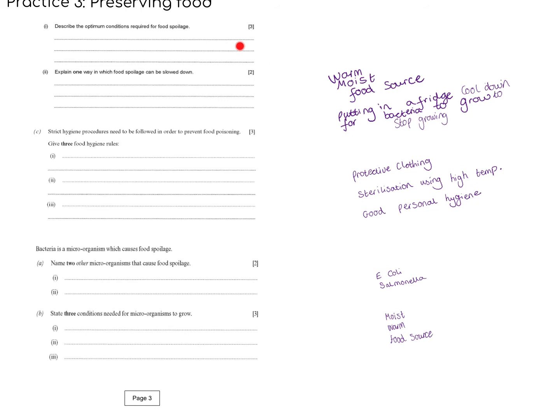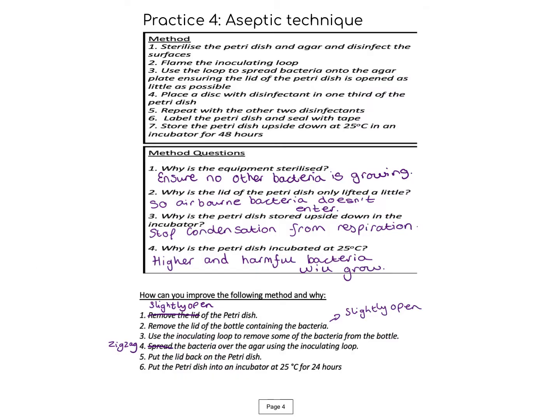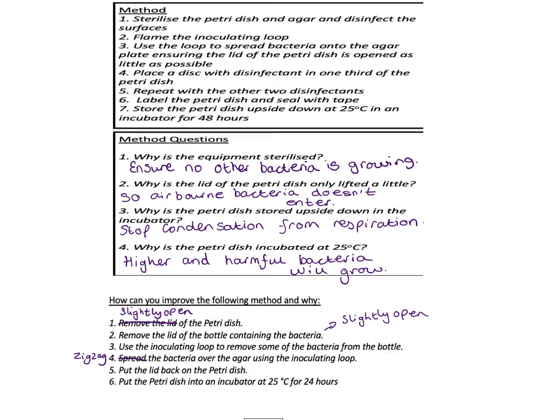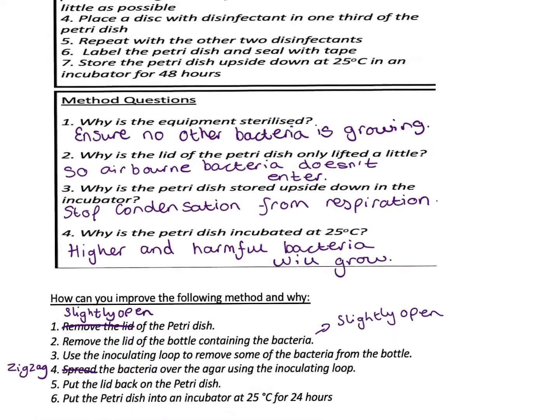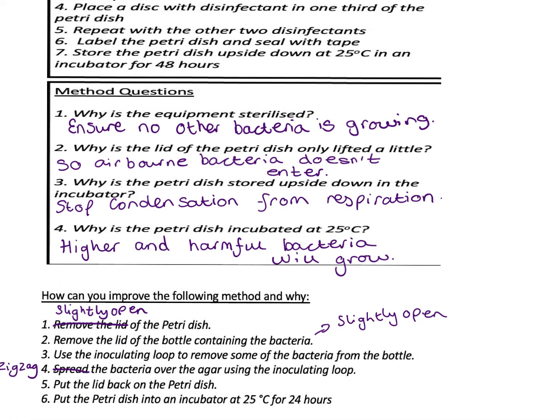You can see the questions are very similar throughout the bank of questions that we have to give. Why is equipment sterilised? To ensure that no other bacteria is growing. This bit at the top was just the method for carrying out aseptic technique. Why is the lid on the Petri dish only lifted a little? So no airborne bacteria enters. Why is the Petri dish stored upside down? To stop condensation, because they do respire, so the air will rise, and if you store them upside down, then it won't fall on the actual agar plate.